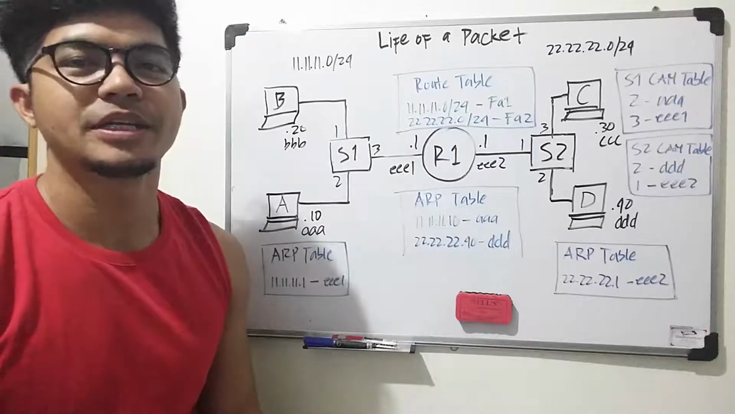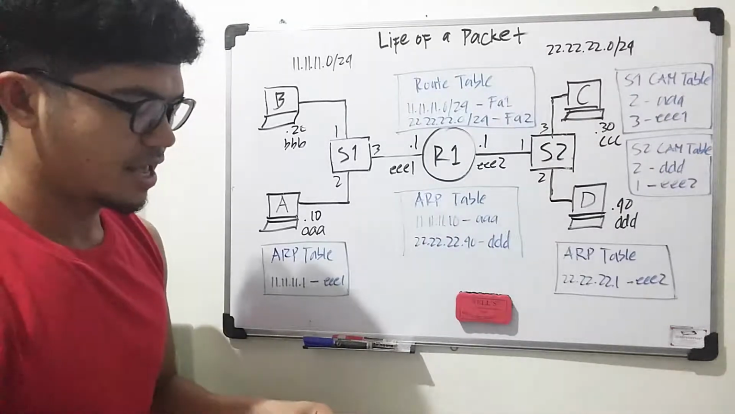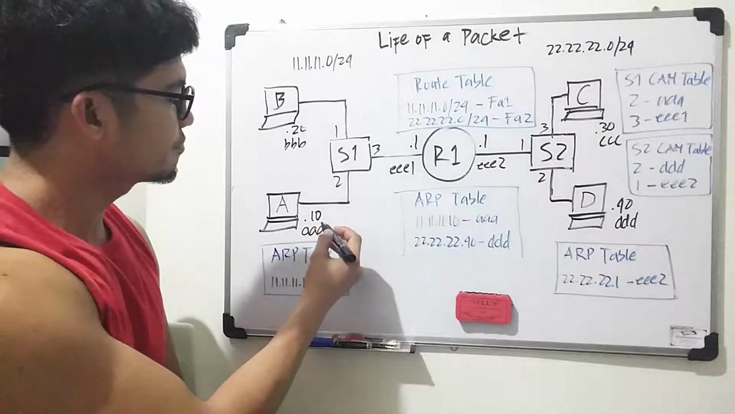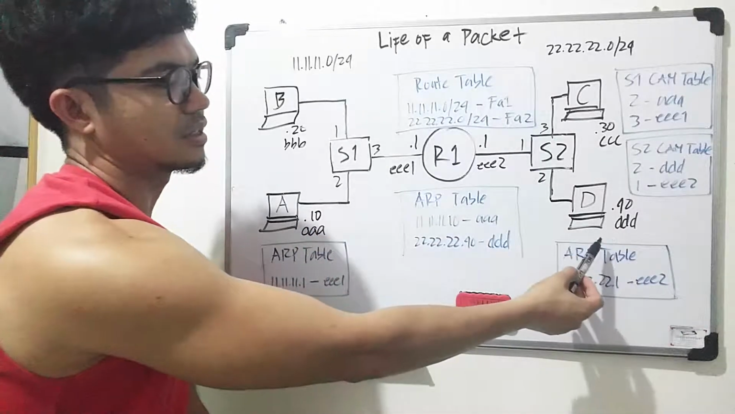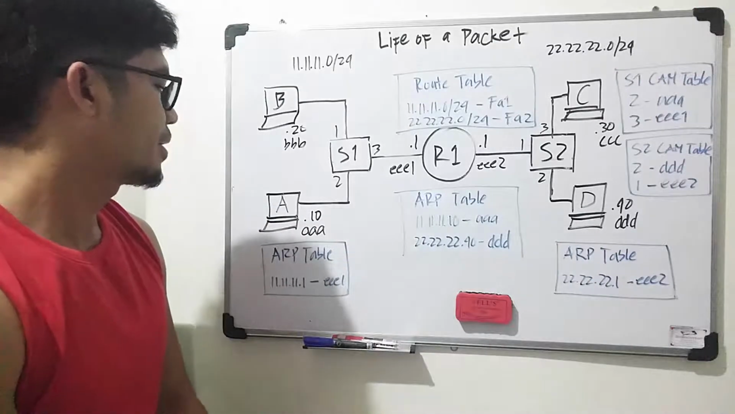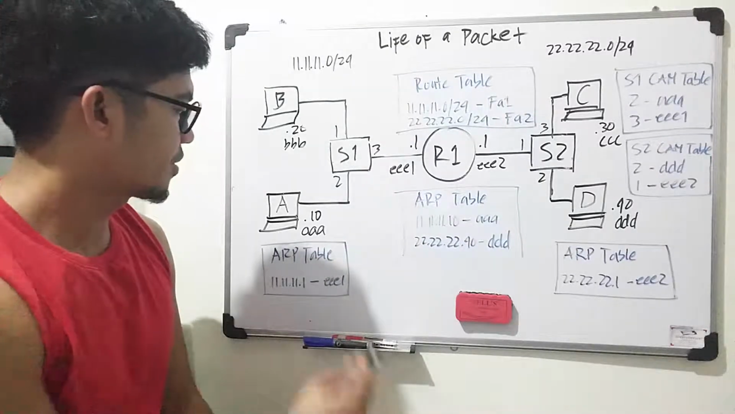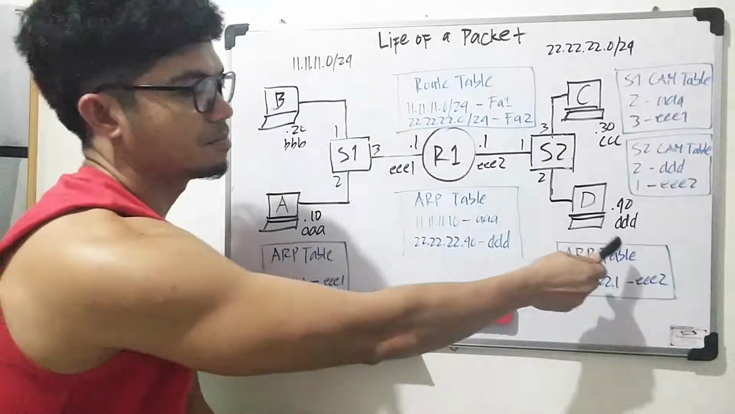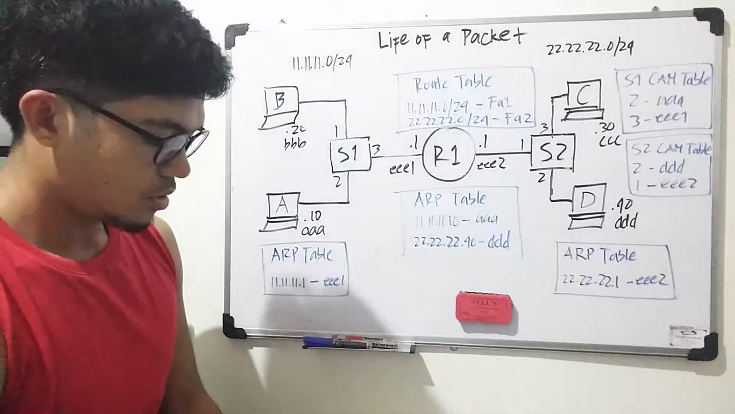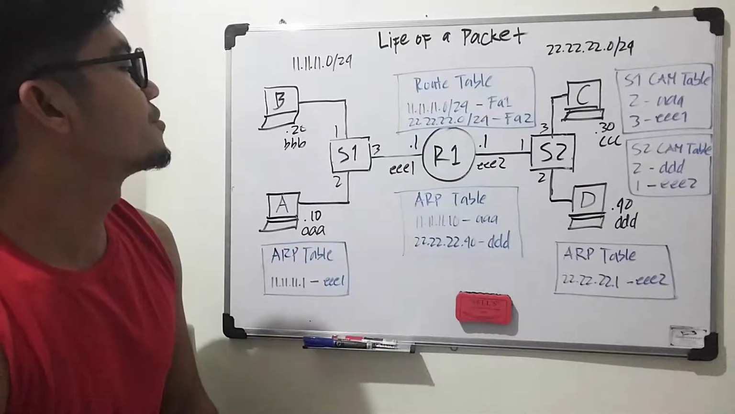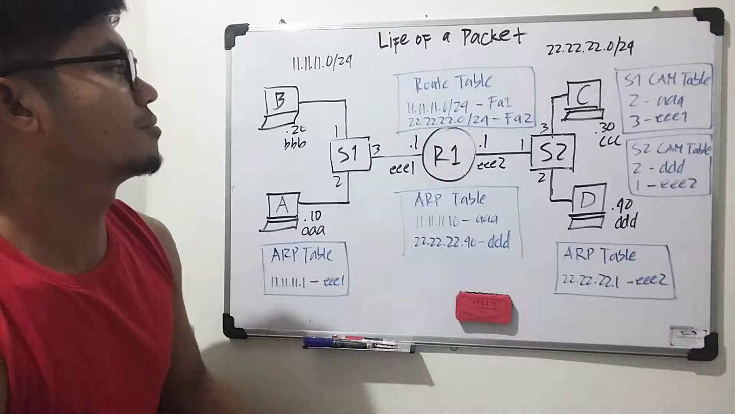In this video, I'm going to talk about how a packet gets from the source to the destination. In this case, the packet will come from this PC here to this PC here, PCA to PCB. So we have a router and 2 switches and 4 hosts, as you can see here.